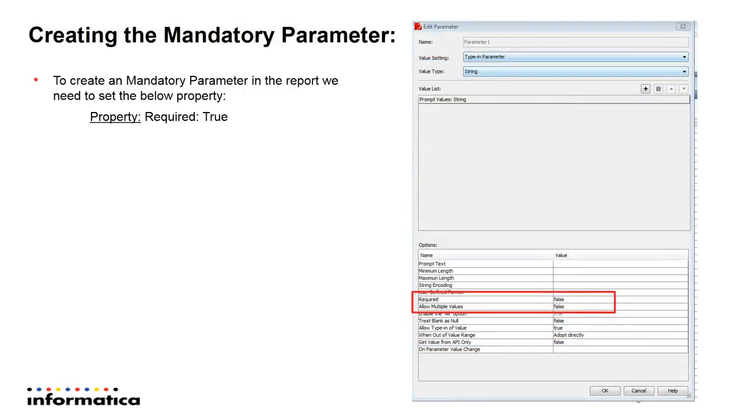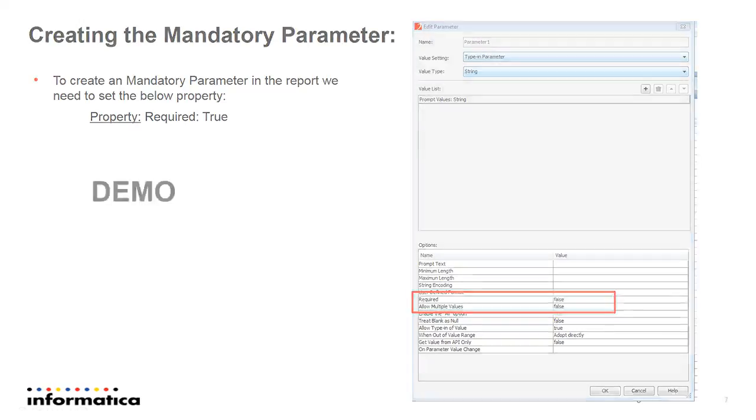What about next? That is mandatory parameters. For these parameters, we just need to set the property that is given in the required tab to true. In that case, when we are running the report, it will ask that this parameter is mandatory, and we need to provide the value here. We will see these things in the demo also.